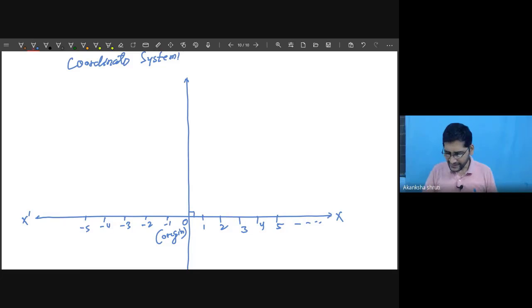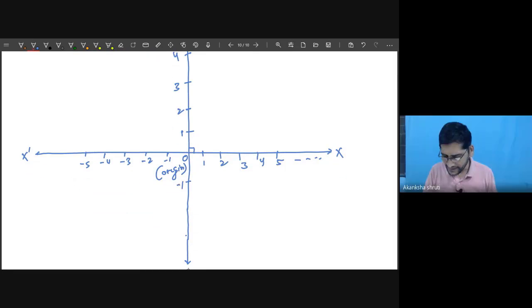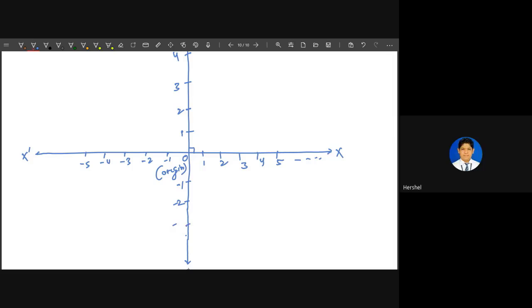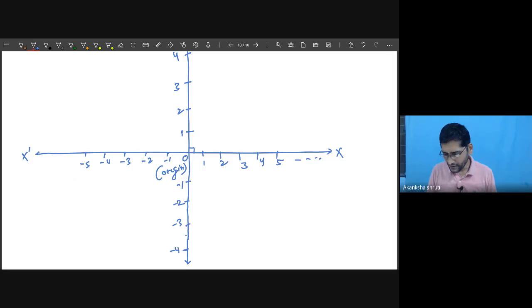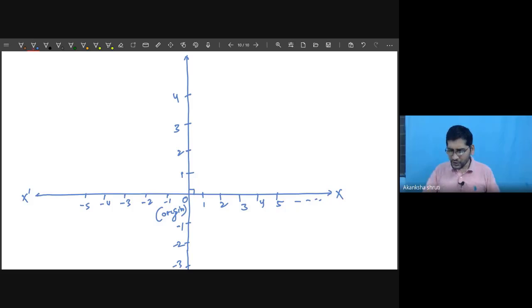Similarly, for the y-axis, the distance along the y-axis in the upward direction is taken as positive: 1, 2, 3, 4. Downward, the y-axis is taken as negative: -1, -2, -3, -4. So this way the two mutually perpendicular lines divide the entire plane into 4 rectangular areas. What are these rectangular areas?